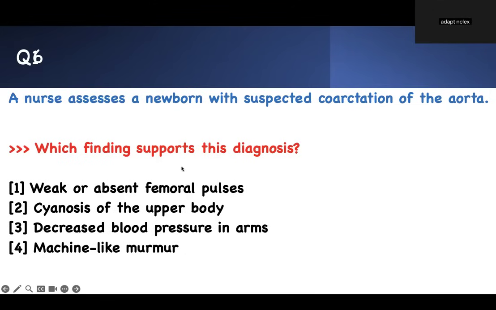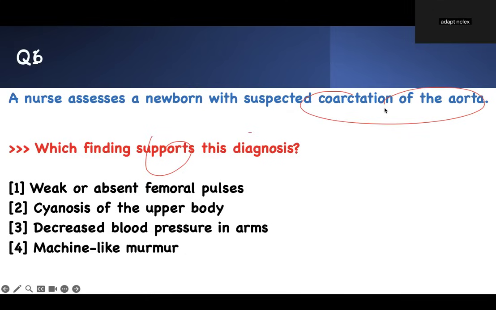I'm going to give you a few seconds. Which findings support the diagnosis? Something support. I'm going to underline support. And then I ask myself, assessing a newborn with what? Coarctation of the aorta. I have to know what it is. And I said, what is that?